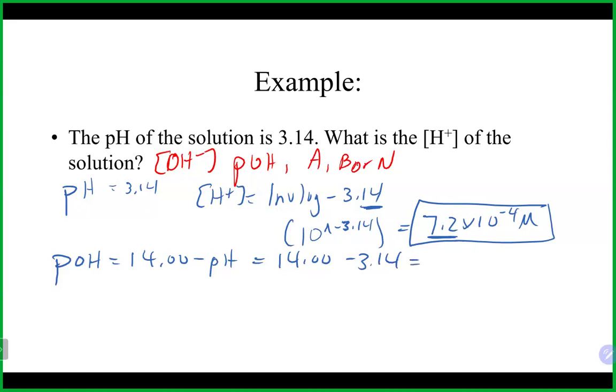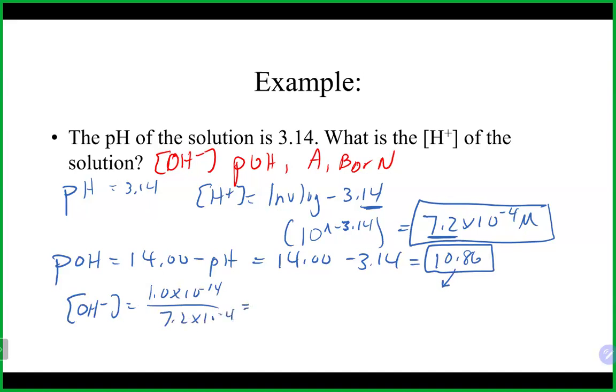That's a 10.86 on our pOH here. We can also get the OH minus at this point two ways. You could do the inverse log of the pOH. You could also go back to Kw if you liked as well. You can do just a regular Kw sort of deal to get that. And that would be, we have 7.2 times 10 to the minus 4.